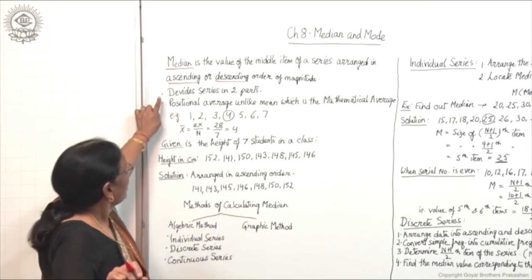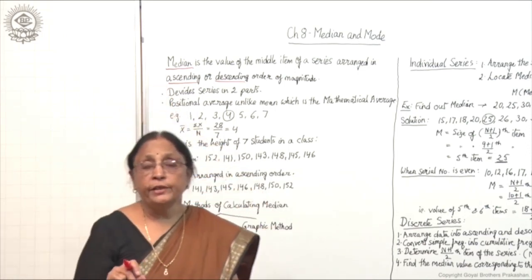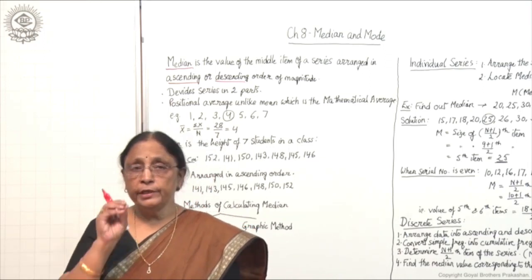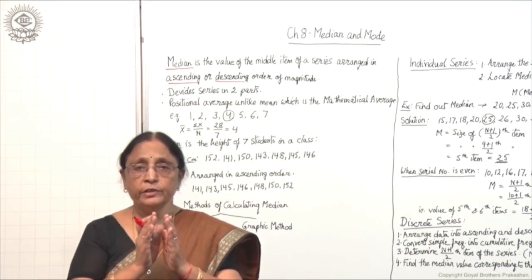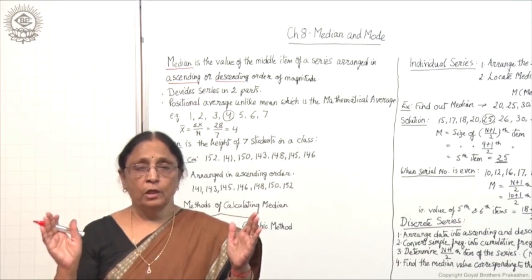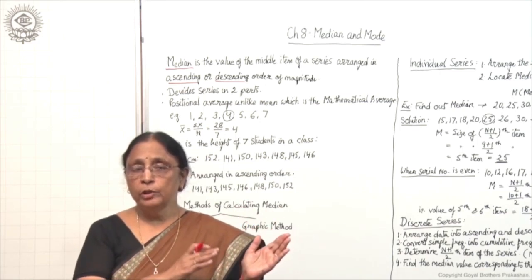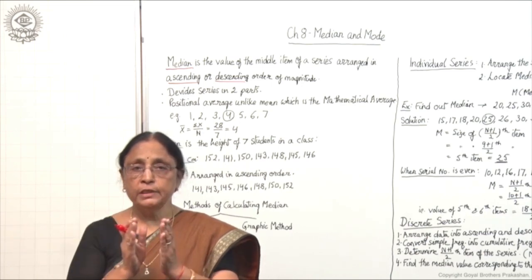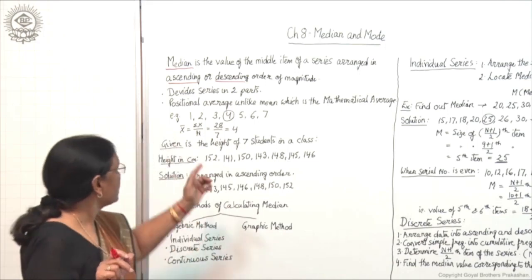Right? Now, the quality of median is that it divides the series in two parts. Median is the central value, and the central value is dividing the series into two parts. One part is below the central value and the second part is above the central value. So median is the central value dividing the series into two parts. This is clear here.